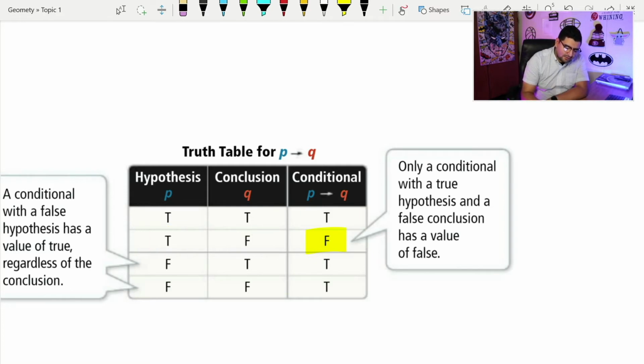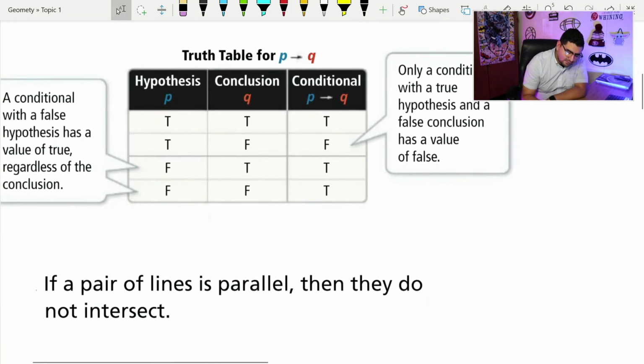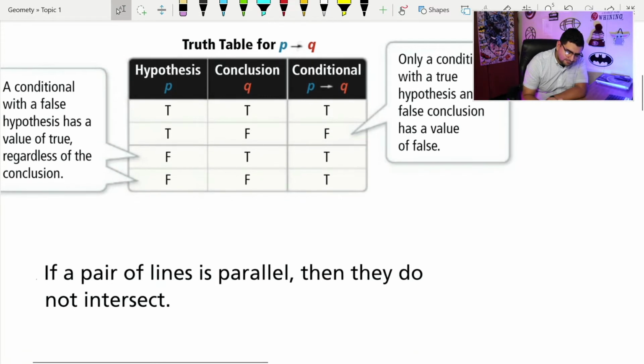Now, regardless of what the conclusion may be, if I have a false hypothesis to begin with, I will always end with a true conditional. Okay, and I'll give you an example of that later, and I'm going to give you an example of how we use this table to help us determine the truth value of our conditionals. Let's go ahead and look at one, and we'll determine its truth value.